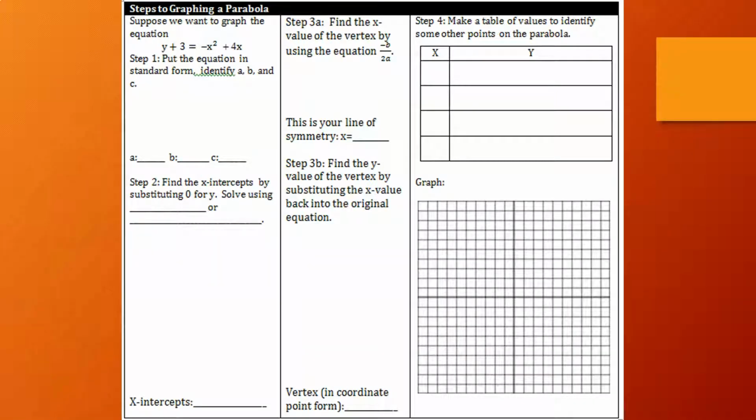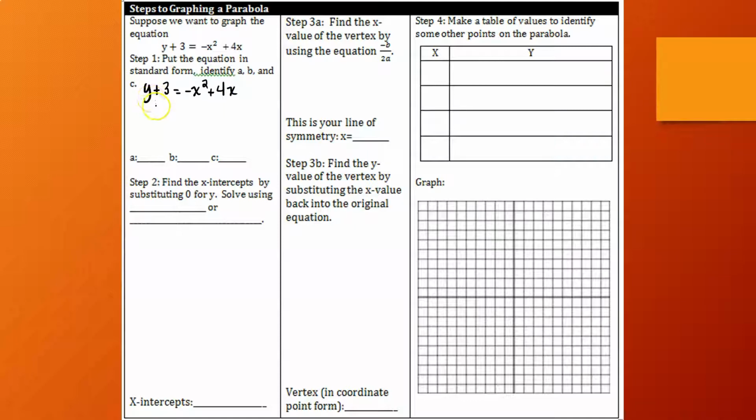So let's go through an example. Suppose we want to graph the equation y plus 3 equals -x squared plus 4x. We want to start by putting that equation in standard form. So far I have y plus 3 is equal to -x squared plus 4x.